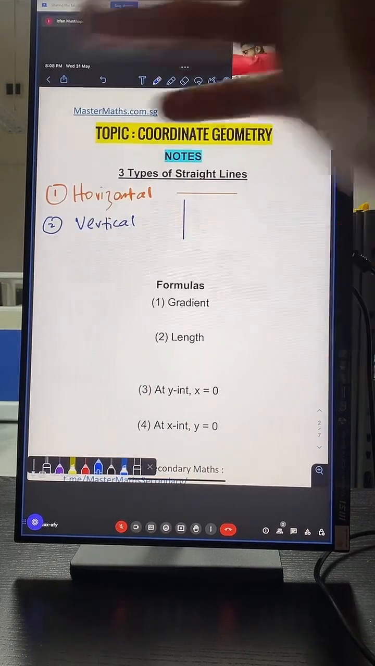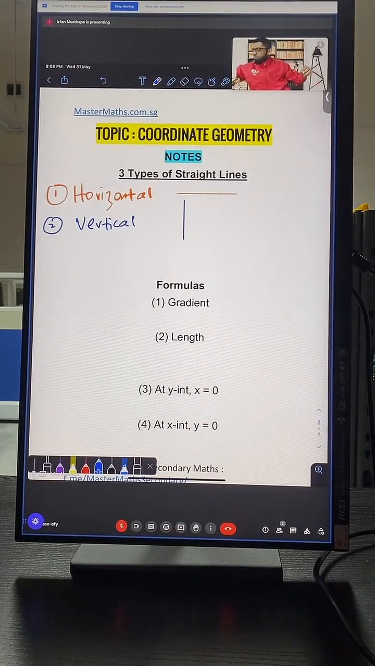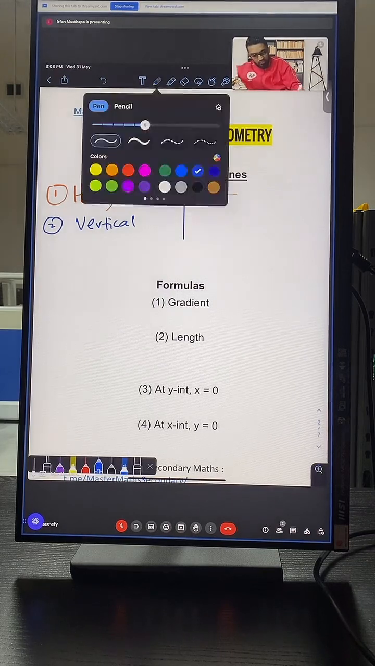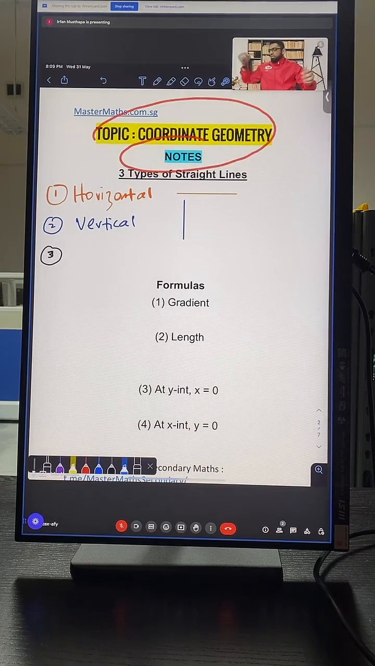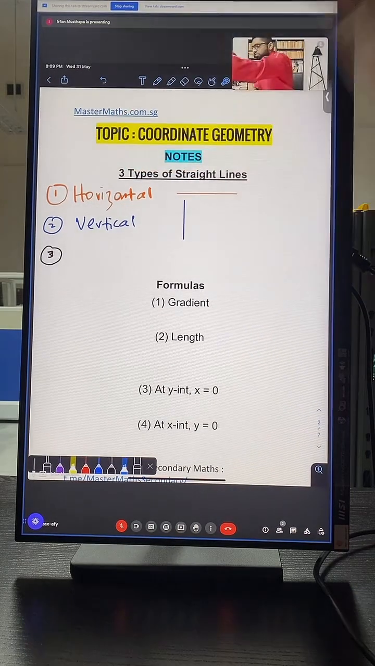And the third type of line, any brave soul want to share with me what is the third type of line that you got to know as part of coordinate geometry? We have horizontal, we have vertical. What is the third type?